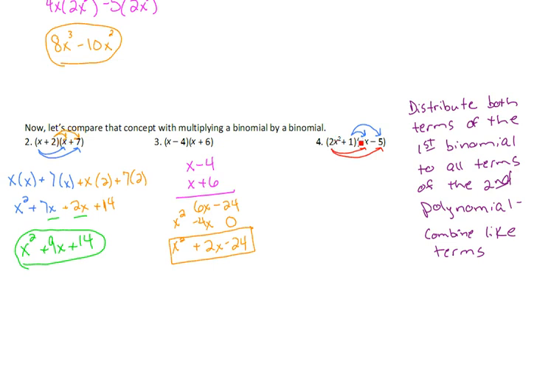We have a 2x squared times a 4x. So I'm going to skip this step and just know 2 times 4 is 8. x squared times x is x to the third.